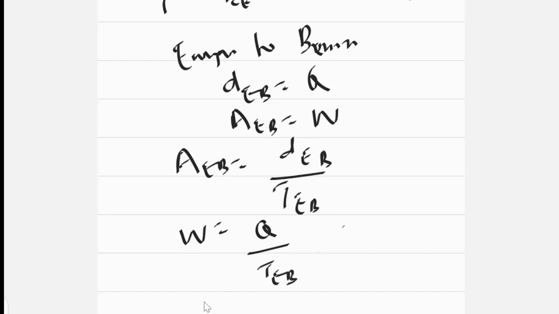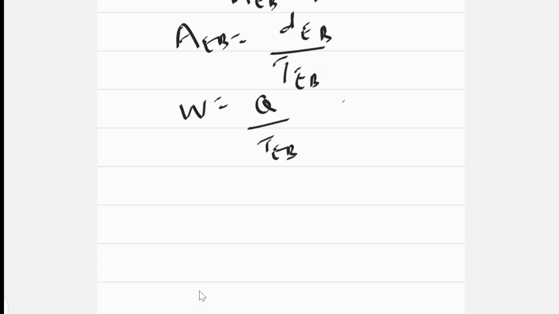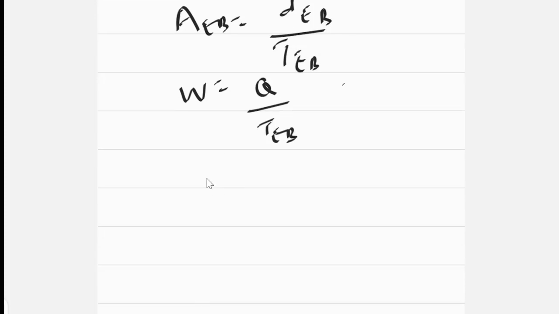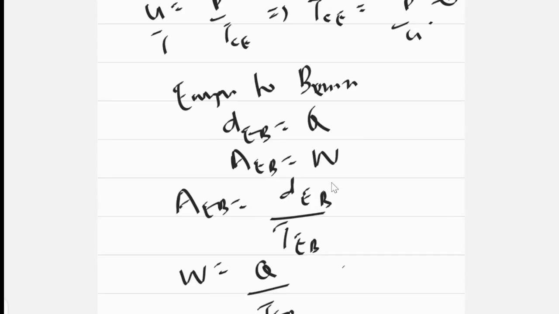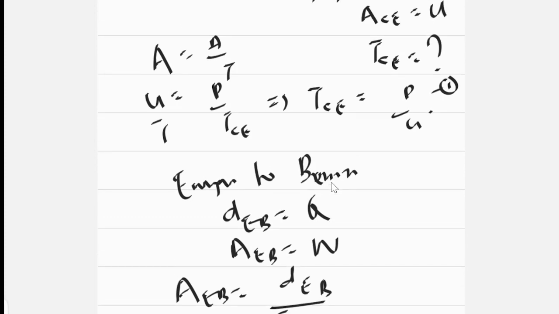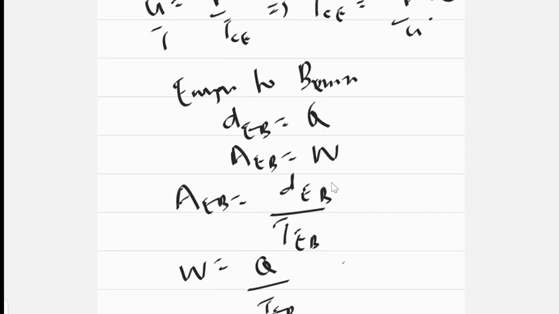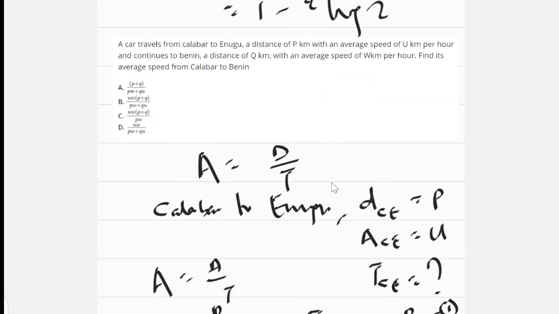I hope you understand now. Then if you continue like I did in the first case, I have W T EB is equal to Q. Then T EB will now be Q divided by W. So that is Q divided by W. If that is clear, okay, let us now look at the question.